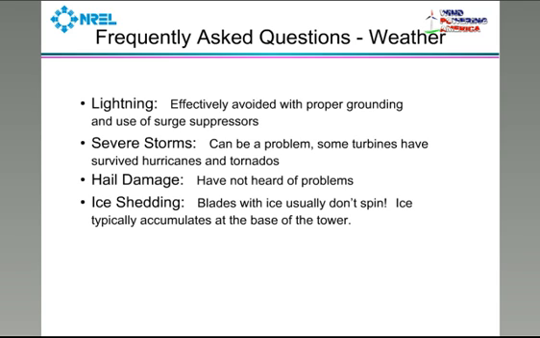Severe storms may be a problem, maybe not. Survival speeds are typically above 100 miles an hour. But if it takes a direct hit from a hurricane or a tornado, you're probably going to be damaged. Hail damage hasn't been much. We haven't heard of any issues with hail damage.